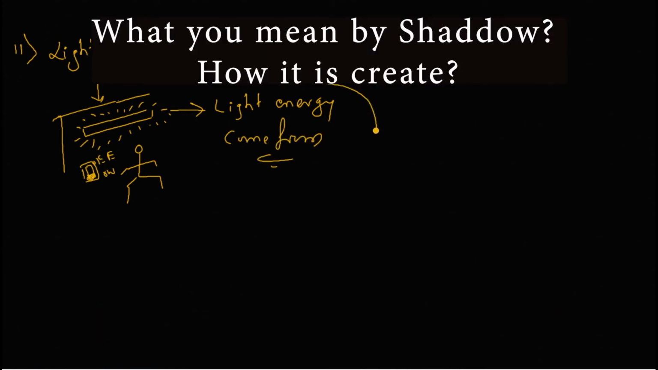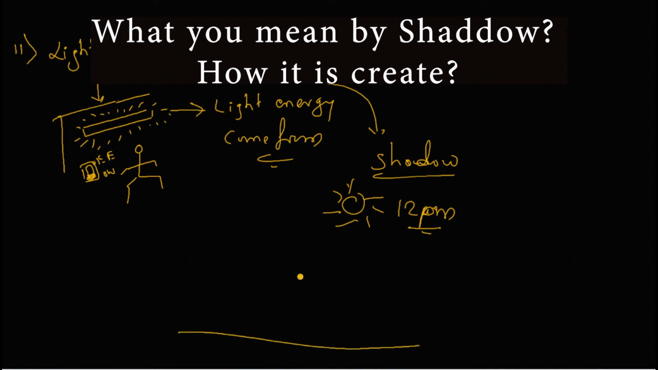And what is a shadow? When the sun is at 12 p.m., in the middle of the sky, and you are walking on the road, the shadow will be right below you, because the sun rays come like this and your shadow will fall down here only. This is called a shadow.